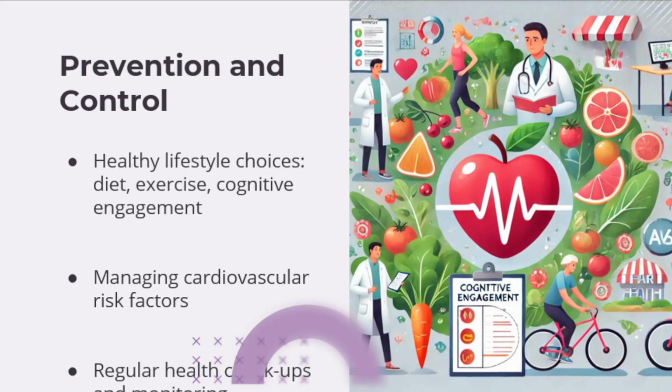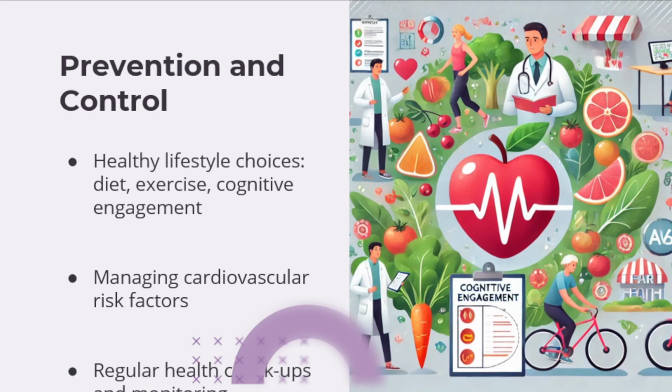Preventing AD involves adopting a holistic approach to health and focusing on both lifestyles. Managing risk factors is also another thing as well. One of the most effective strategies is maintaining a healthy diet, rich in fruits, vegetables, whole grains, and lean proteins. And studies have shown that diets such as the Mediterranean diet, which heavily emphasizes these food groups, can help reduce the risk of cognitive decline.